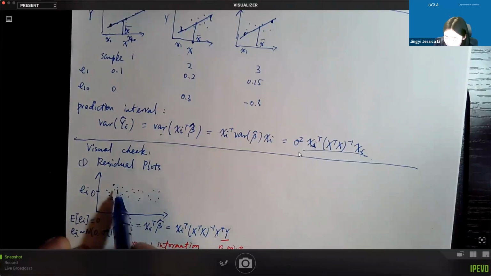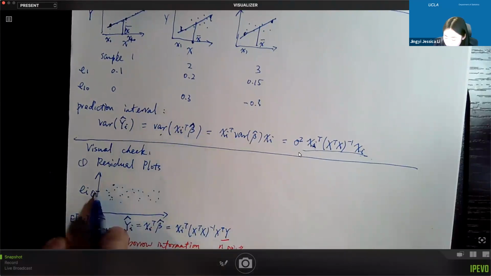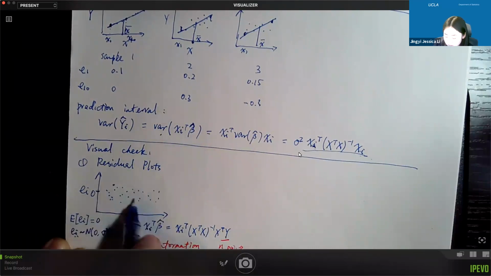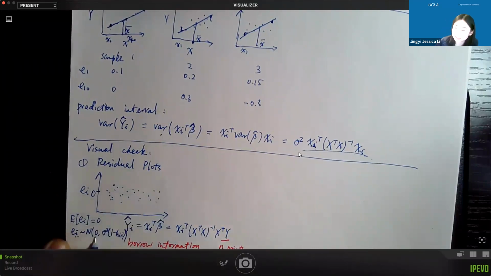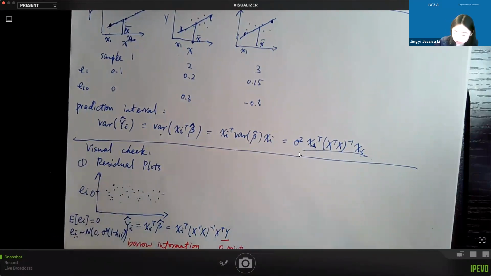But one thing we can look at is whether these points are all centered around 0, because they share the same mean 0. And if you believe that they are sampled from their own distributions one by one, we will still expect that they would be centered around 0. So this is the thing we want to check in the residual plot.